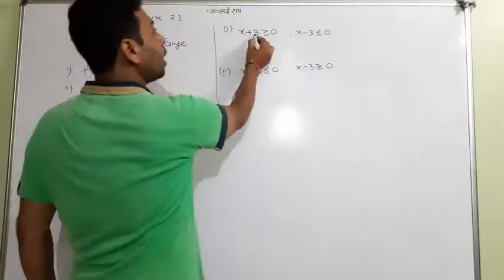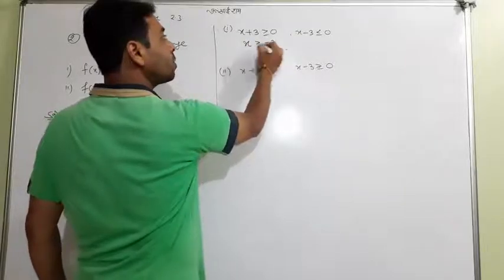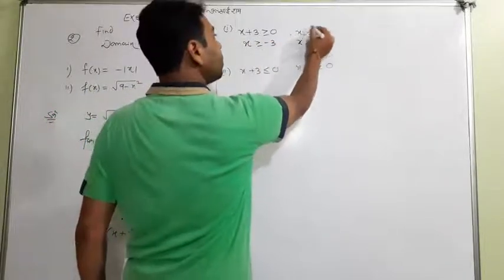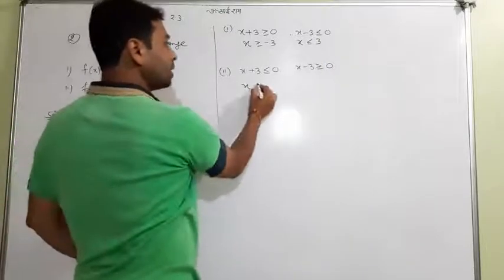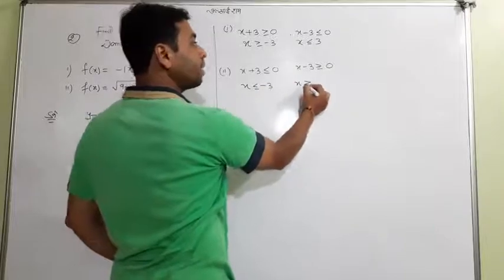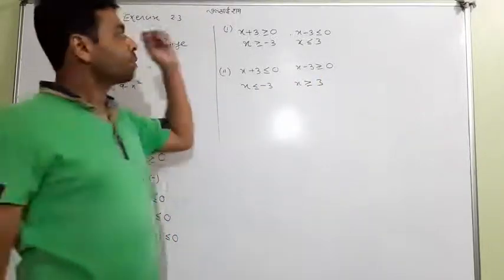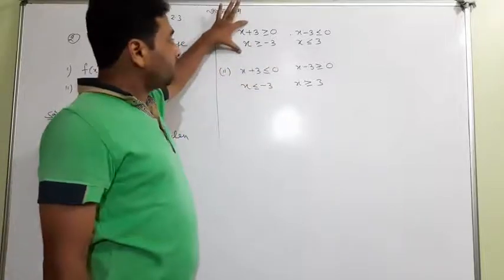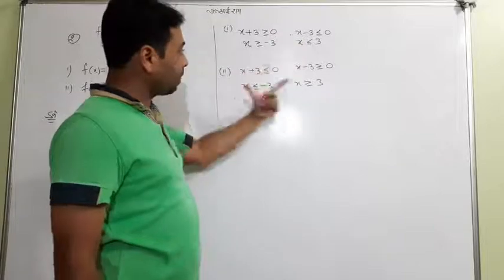From here, I will transfer 3 to that side. X greater than or equal to minus 3 will be there, since 3 will be transferred there. And the same I will do here: I will transfer 3 to that side. So what am I going to do next? This is the first case and this is the second case. In the first case, I will join them. In the second case, I will join them.